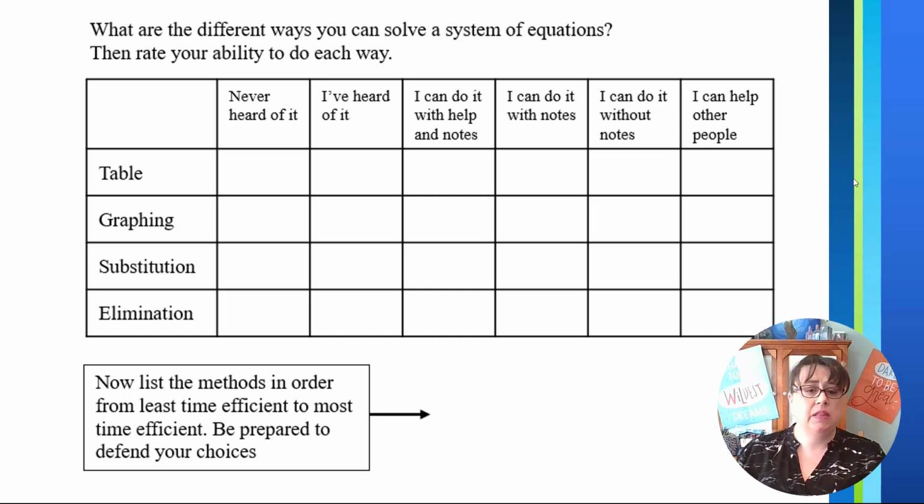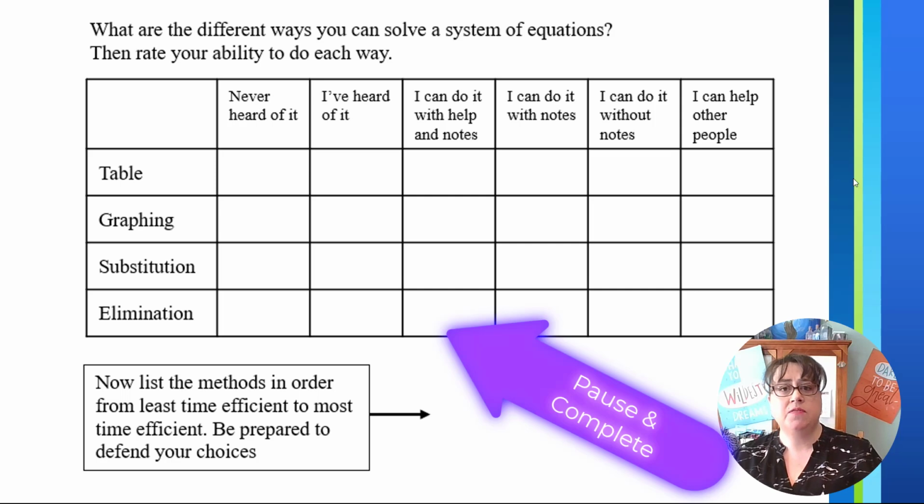And then I'd like you to list the methods in order from least time efficient to most time efficient according to you, and then be prepared to defend your choices in class. So I'd like you to pause the video right now and take a moment to evaluate your understanding of these four methods.